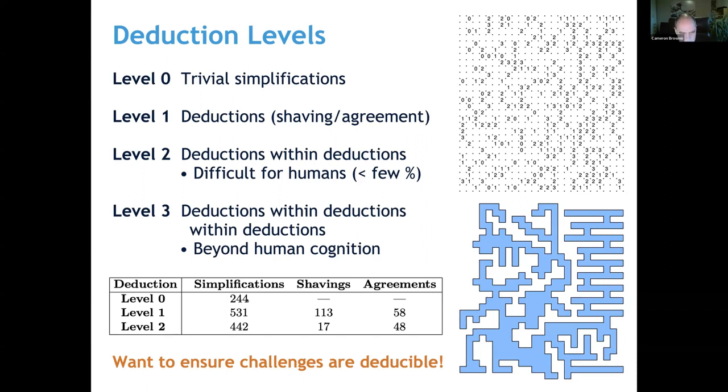So the results here show deductive search results for the Mario picture Slitherlink. And what we see is quite a few level one deductions. That's good. That makes it a challenging, difficult puzzle. But we have a lot of level two deductions, including 48 level two agreements, which makes this a very, very hard puzzle and not enjoyable to solve. So one thing we want to ensure is that the challenges generated by this process are deducible.